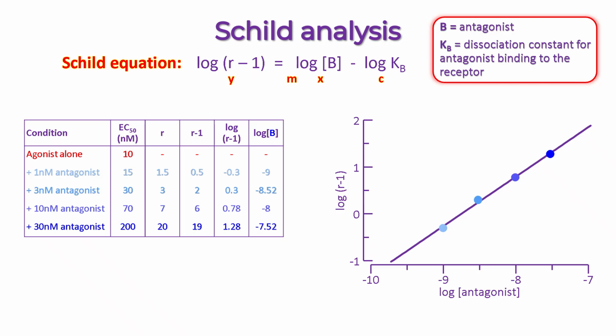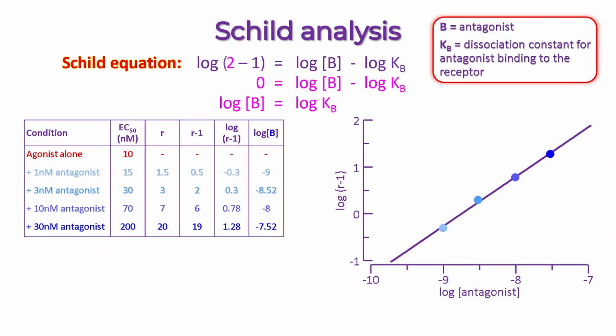Consider the point where the dose ratio equals 2, meaning the concentration of agonist required to produce a given response is doubled. At this point, log R minus 1 equals log 1 equals 0, and rearranging the equation shows that the logarithm of the antagonist concentration equals log Kb. In other words, Kb is the antagonist concentration that produces a dose ratio of 2 for a given response.